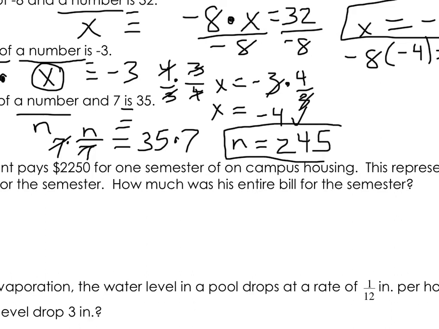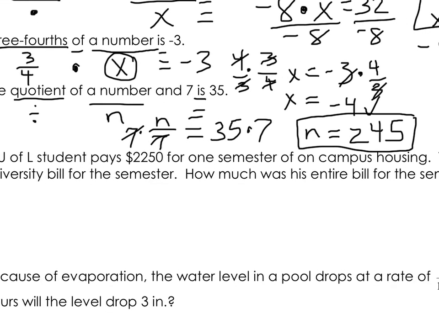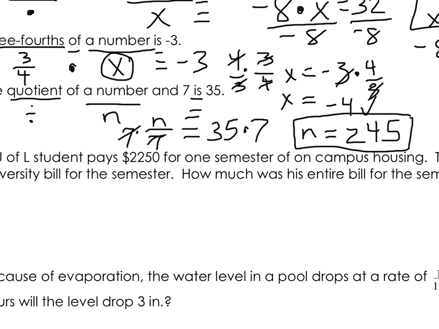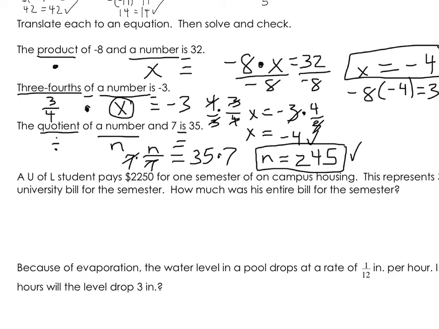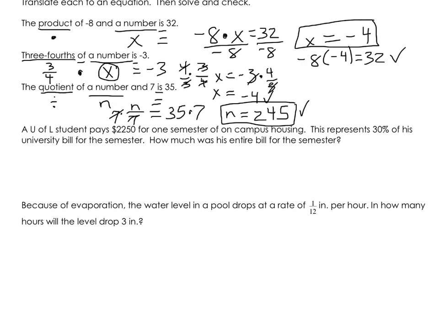We can substitute that back into the original equation, which was n divided by 7 equals 35. So 245 divided by 7 is 35. It checks. The solution checks. It never hurts to substitute our solution back into the original equation to see if it makes a true statement.